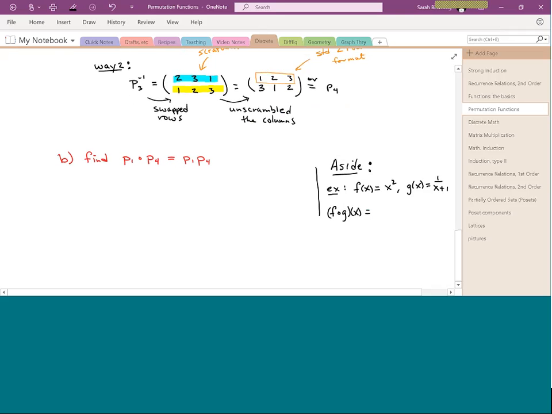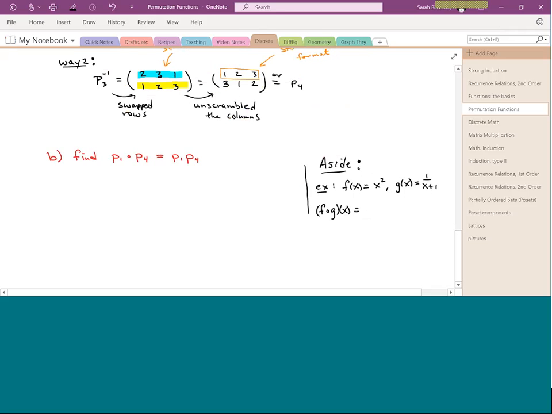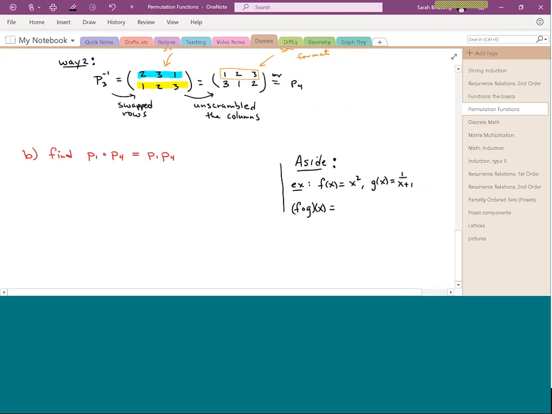And it's okay if you don't want to type in what that answer would be, but what would be the format of what you would do? What would be the strategy of how you would find that answer of the composition of functions f and g? Anybody remember that strategy? Or just the answer if you're comfortable typing it in. That works too.